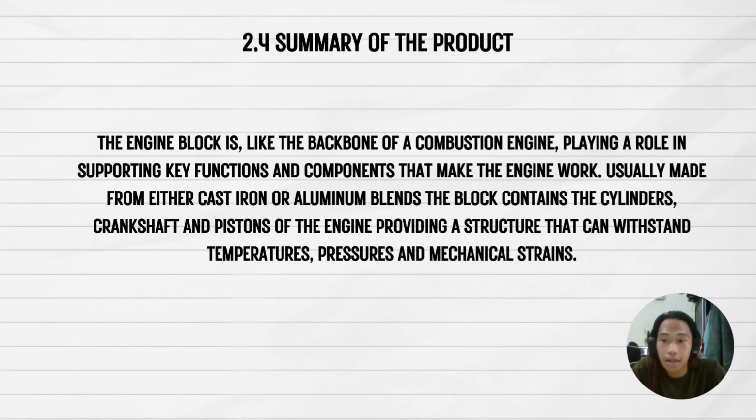Precise manufacturing methods like casting and machining ensure the dimensions and structural strength to support engine function. Furthermore, the block includes parts such as a cylinder head, oil pan, and attachment points for accessories, consolidating all aspects of engine operation for reliability.